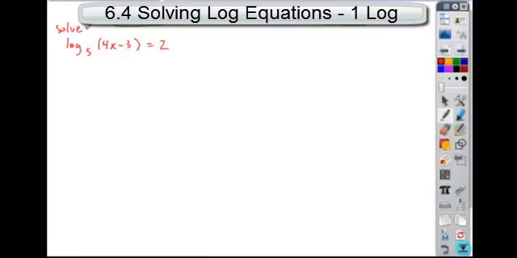If you're asked to solve a log equation and there's only one log, you can either reduce it down to a single log or there's only one log given. I want to go through the steps that are necessary to solve this. The first step in a problem that looks like this would be to reduce it down to a single log on one side of the equation.